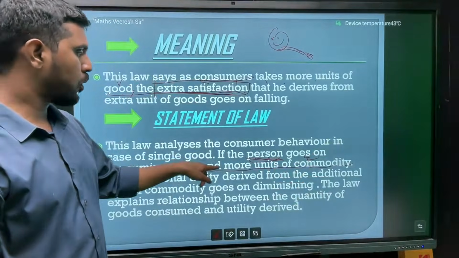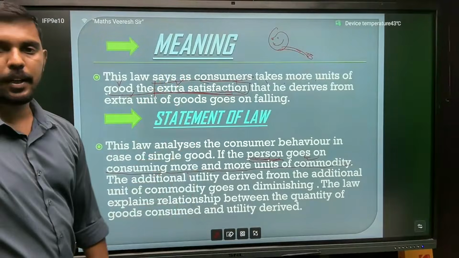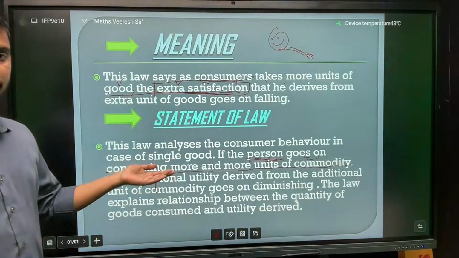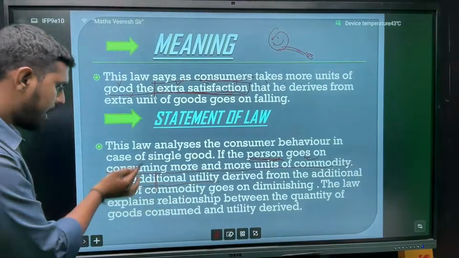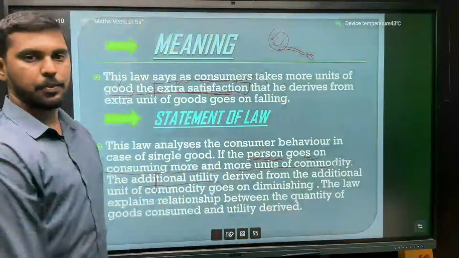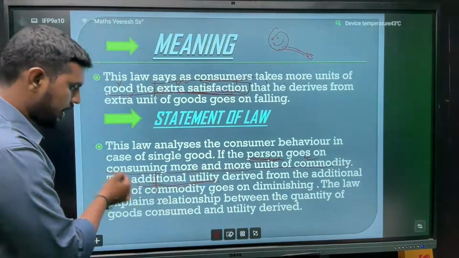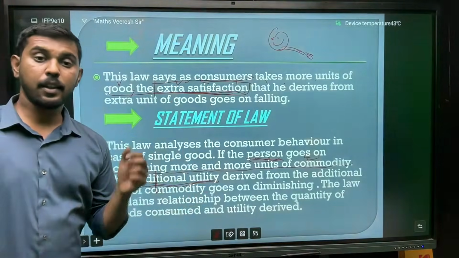Here, more and more units of a commodity. What does he want here? The extra satisfaction. But coming to the law of diminishing marginal utility statement, where we have written extra satisfaction, here we are going to write additional utility.